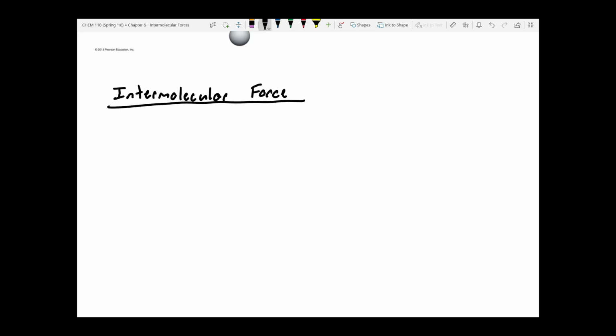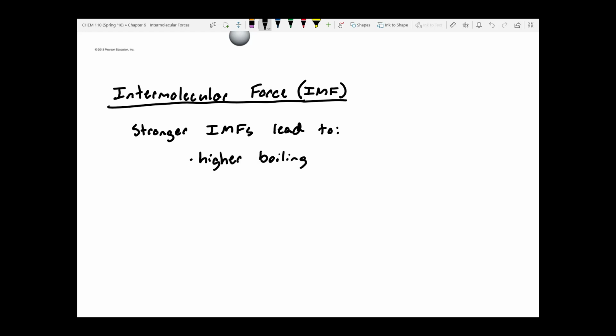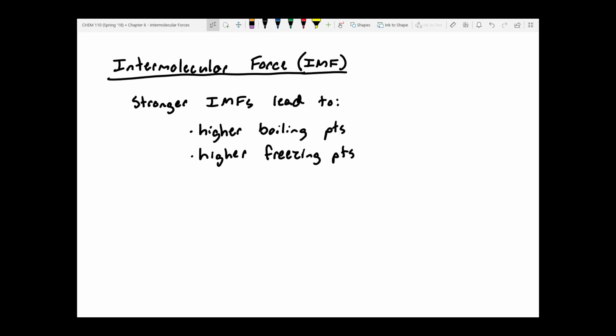Let me clean this up. And quite often I abbreviate this as IMF, just to make our lives easier. And the way I remember this is that stronger IMFs lead to a few physical property changes. Specifically, they lead to higher boiling points, and then higher freezing points. And the example I like to show is water, which we previously talked about, versus methane. Does anybody know where methane's found?